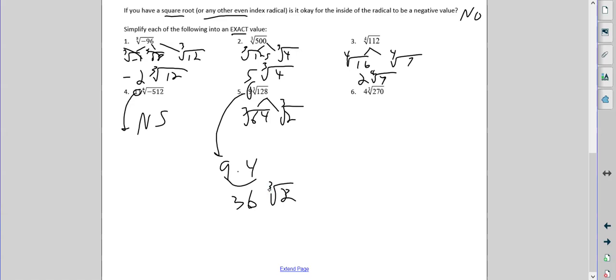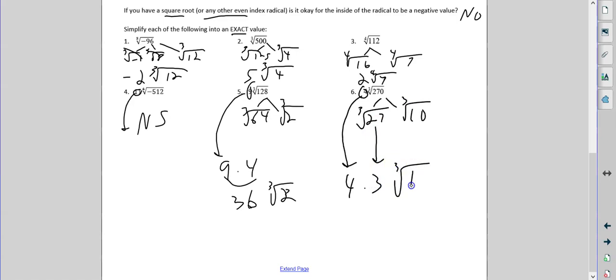Last on this page, cube root of 270. Kind of gave it away there. The cube root of 27 is going to be our perfect cube. We're going to bring this 4 down here to multiply by what comes out. This is going to be 27 times 10. Cube root, cube root. The cube root of 27 is simply 3. Cube root of 10 tags along. 4 times 3 is 12. Cube root of 10. And we're done with that.